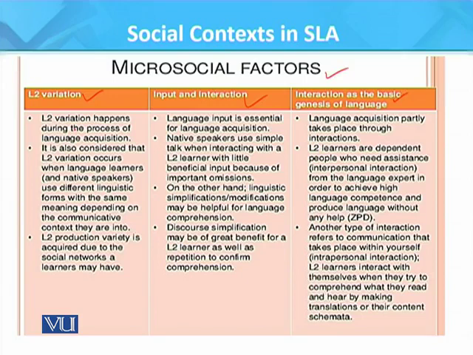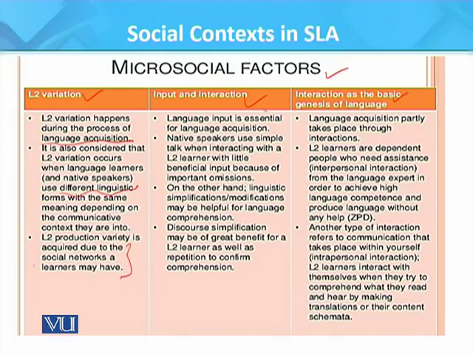Now, under the second language variation, you see that second language variation happens during the process of language acquisition. It is also considered that second language variation occurs when language learners and native speakers use different linguistic forms. Second language production variety is acquired due to the social network a learner may have. The social networks are the networks in which different varieties are used. So the learner's social network basically determines the kind of variety he or she acquires in second language acquisition.